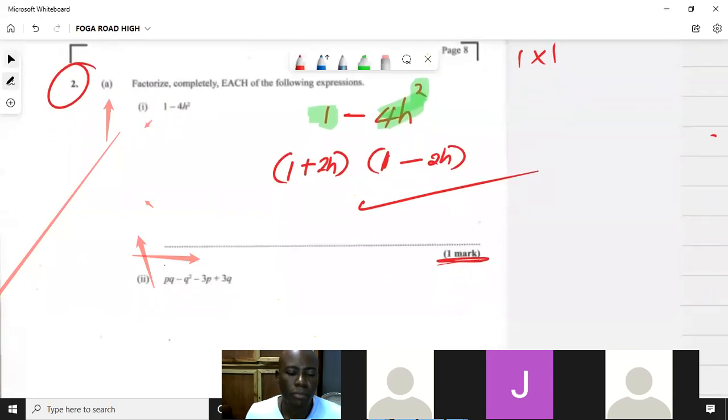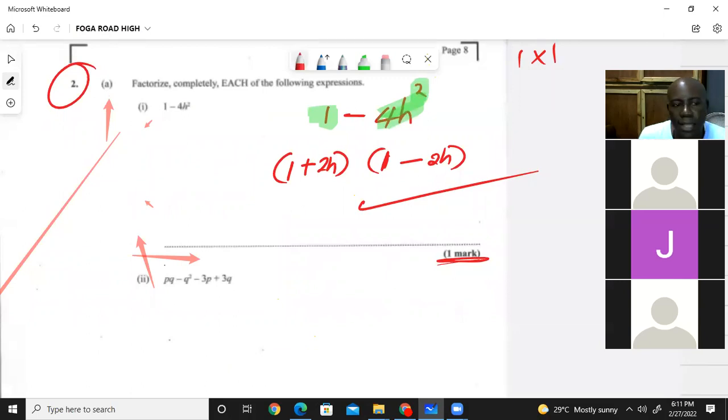See there? So you're supposed to see by now the thing works like that. All right, let's jump on this one down here.